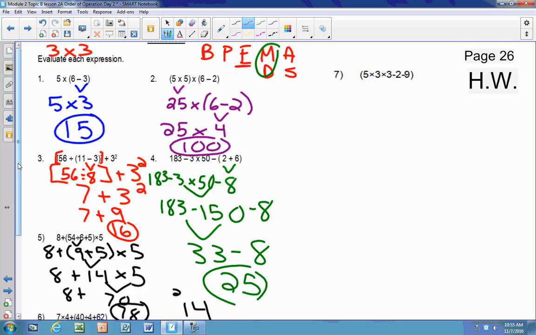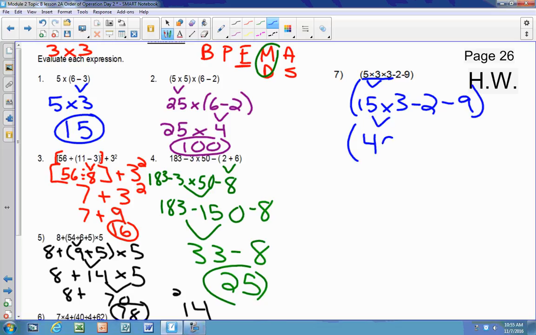And the last problem for this page is all the way up here on the right. Number 7, everything is in the parentheses. There are no brackets, but I see a lot of multiplication. So first thing I'm going to do is the first multiplication, and I'll just keep writing everything. Just 15 times 3 minus 2 minus 9. So I still have multiplication, so I go 15 times 3 is 45, minus 2 minus 9.